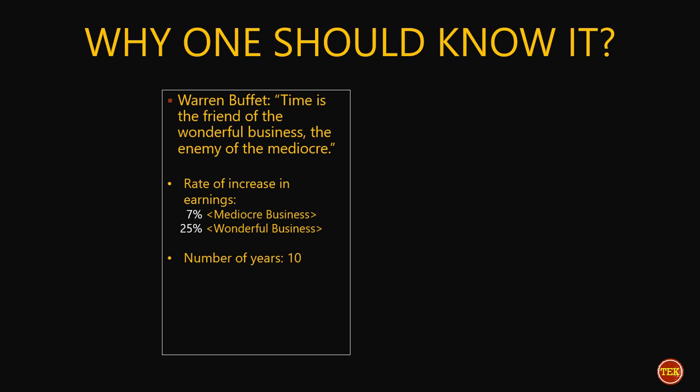Over a horizon of 10 years, what difference does it make? For a mediocre business, the earnings will increase only 2 times in 10 years, whereas for a wonderful business which grows its earnings at a rate of 25%, the earnings will become 9 times.